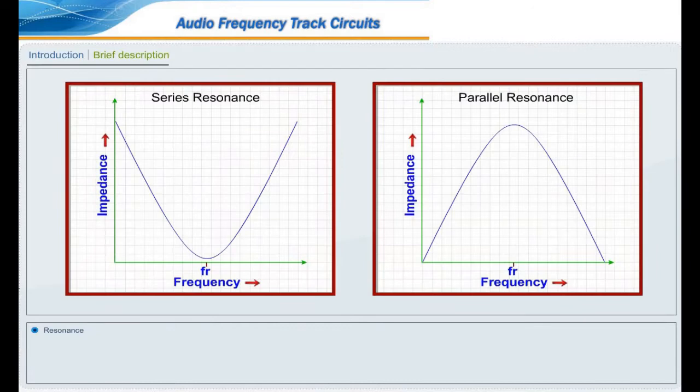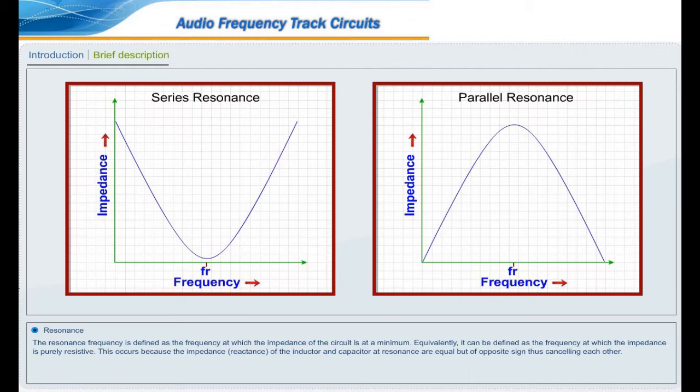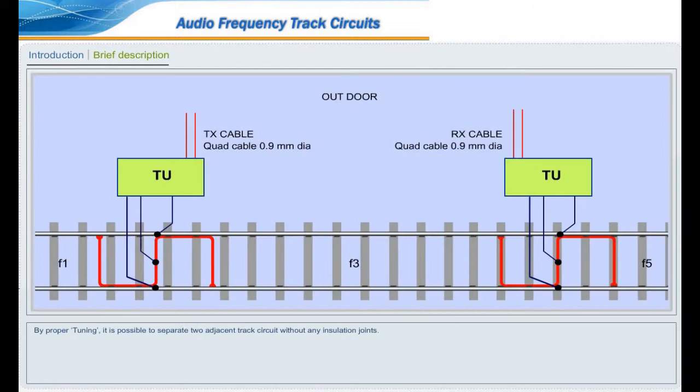Resonance. The resonance frequency is defined as the frequency at which the impedance of the circuit is at a minimum. Equivalently, it can be defined as the frequency at which the impedance is purely resistive. This occurs because the reactance of the inductor and capacitor at resonance are equal but of opposite sign, thus cancelling each other. By proper tuning, it is possible to separate two adjacent track circuits without any insulation joints.